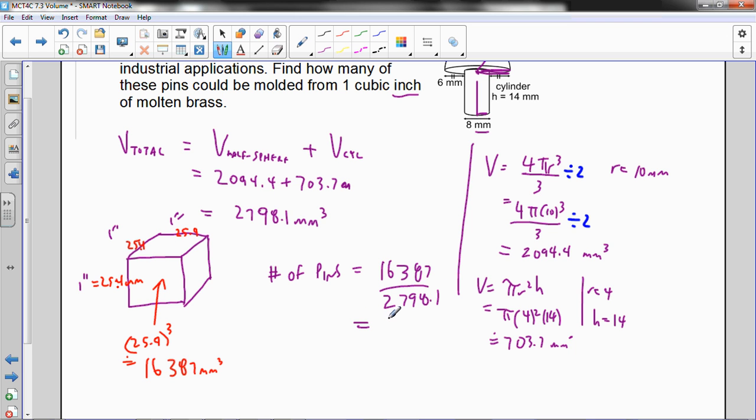And that's 5.8-ish. So we'd say almost 6 pins. We could make almost 6 pins. Pits, not pits. Pins.